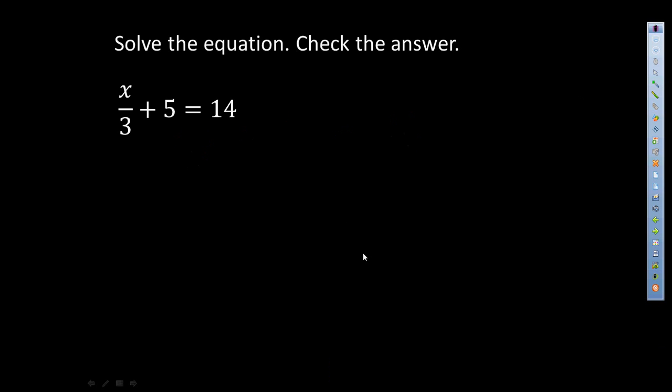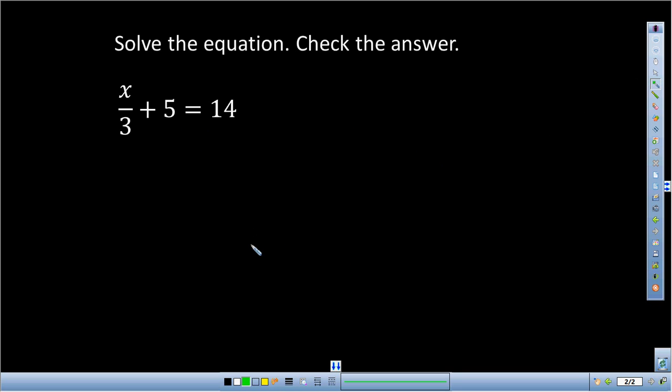Well, let's see what happens when we start with the equation and we're asked to solve for the variable. So here we have the equation x divided by 3, add 5, equals 14. In order to solve for the unknown value, we need to undo what we did to the x in the first place. But we need to undo our steps in reverse order.